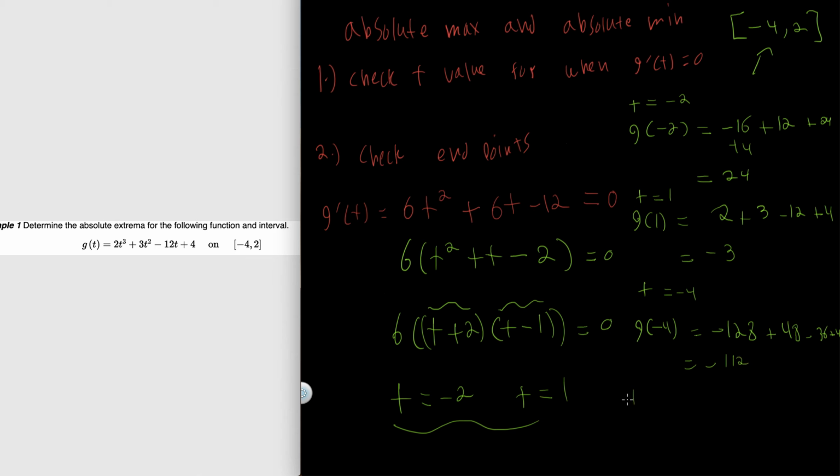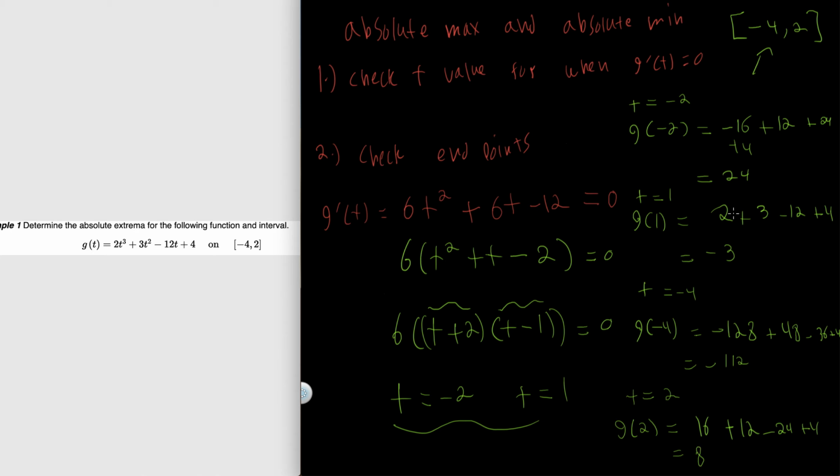Let's check our last point. t is equal to 2. We plug in g of 2. We get 2 to the third, again, is 8 times 2 is 16 plus 12 minus 24 plus 4. All right, what can we cancel here? 16 plus 4 is 20, 20 minus 24 is negative 4, and then 12 minus 4 is 8. So it doesn't look like this is anything.